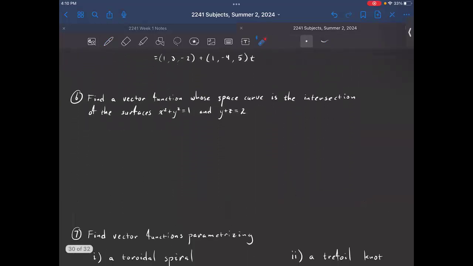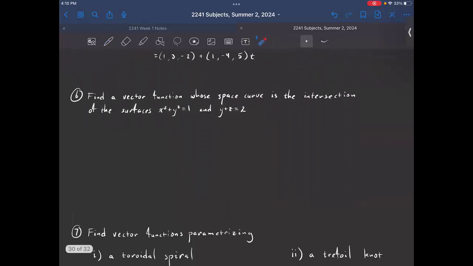All right, problem 6. Find a vector function whose space curve is the intersection of the surfaces x squared plus y squared equals 1 and y plus z equals 2. Okay, so this is one of those tougher objectives, and I'll show you how to think about this.